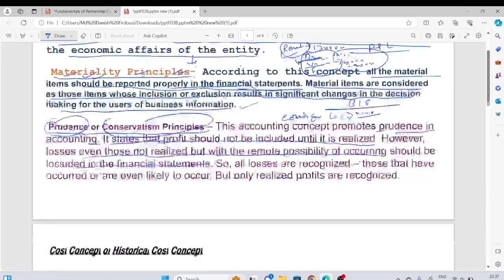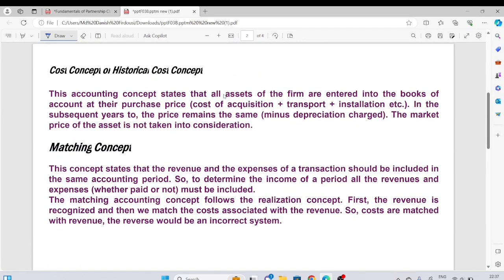Now come to the other concept, the cost concept, or historical cost concept. What is the cost concept or historical cost concept? This concept is also known as the historical cost concept. What does it say? According to this concept, all assets of the firm are entered into the books of account at their purchase price.